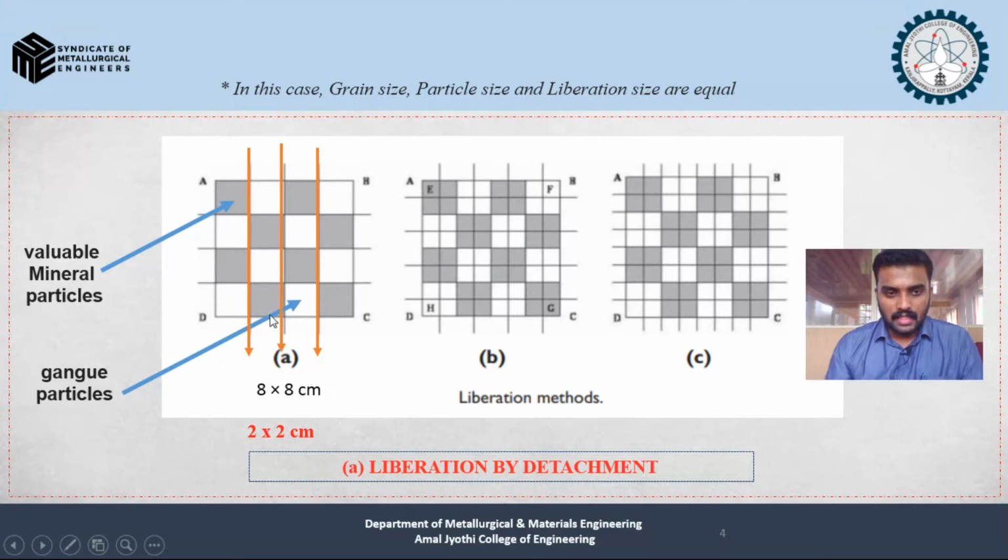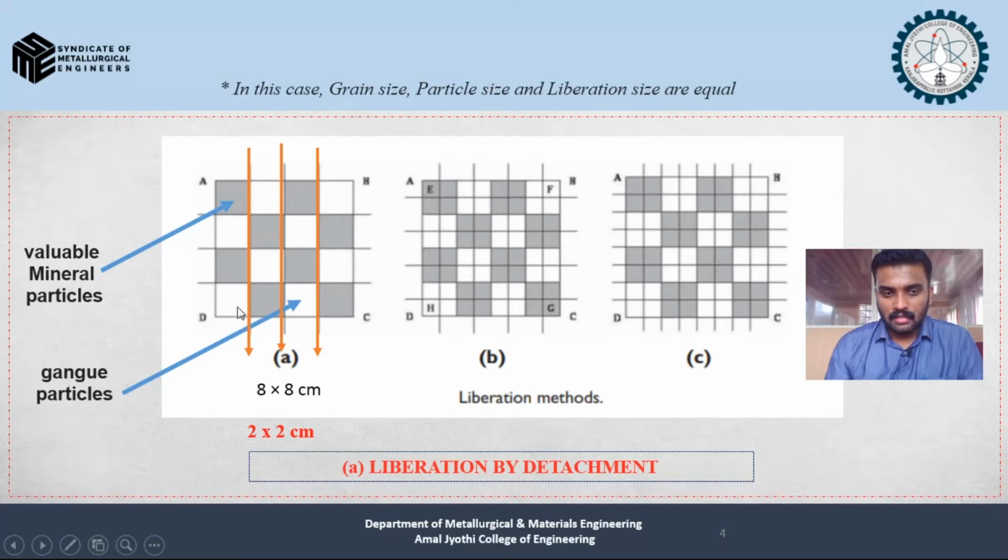After the disintegration process, what we obtain is that this 8 by 8 centimeter square is disintegrated into 2 by 2 centimeter pieces. You can clearly distinguish this square box. This is 2 centimeters.